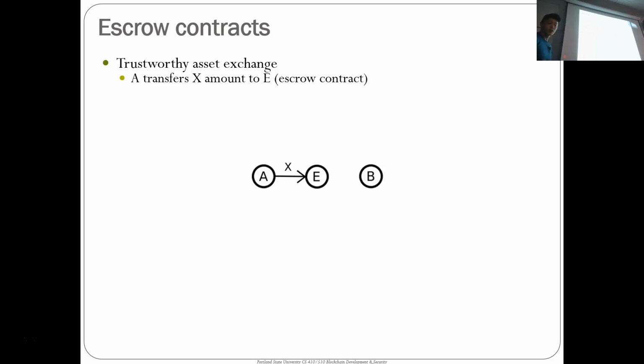Another kind of contract is an escrow contract, and this is, again, an expensive trusted third-party operation. You will be building one of these in one of your labs later on. So trustworthy asset exchange, where you have two parties, A and B, who don't necessarily trust each other. Like, I want to buy a house.